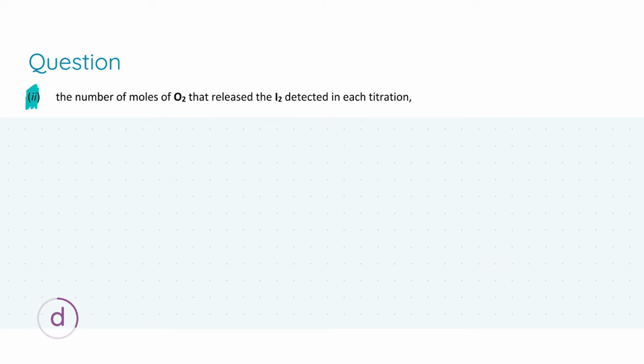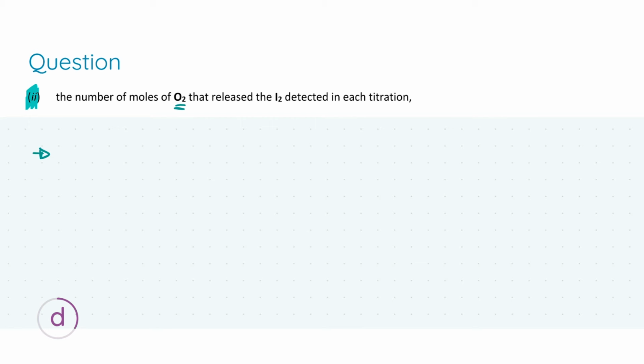Moving on to part 2 here, we were asked to find the number of moles of O2 that release the I2 detected in each titration. So in this case, what we're going to be doing is using the number of moles that we've already found and simply looking at the formulas that we were given and using the relationships between these formulas to find our final answer.